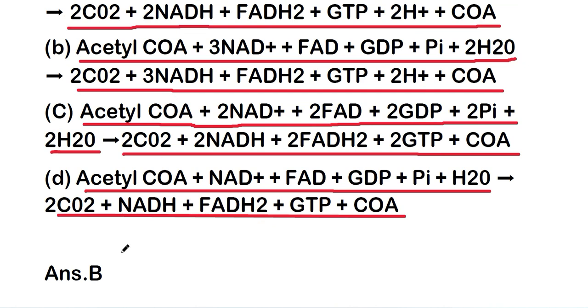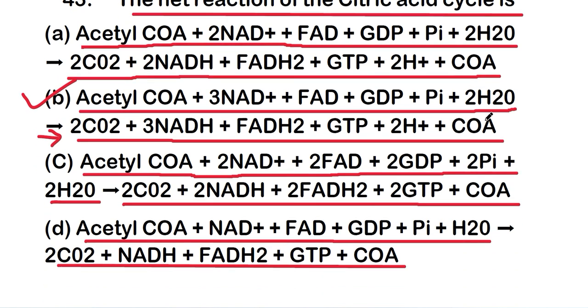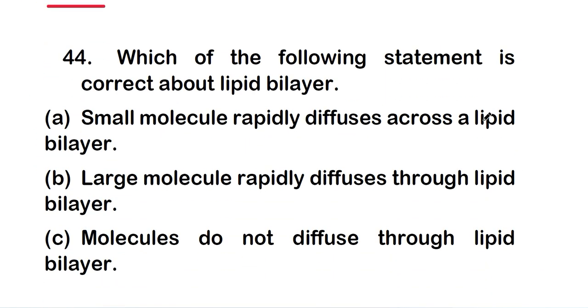And the right answer is option B, that is acetyl CoA plus 3 NAD plus 1 FAD plus 1 GDP plus Pi, that is phosphate, plus 2 H2O goes to 2 CO2 plus 3 NADH plus FADH2 plus GTP plus 2H plus coenzyme A. Okay, so this is the net reaction of the citric acid cycle. Okay, so let's move on to the next question, that is question number 44.